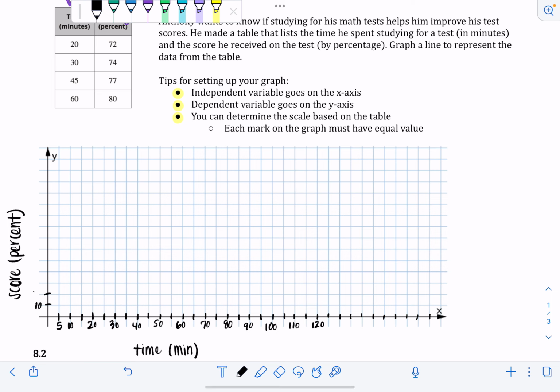So I'm going to scale my y-axis by 10. So the x and the y-axis don't have to be scaled the same exact way. It's just that the individual tick marks on each axis need to be the same. So 10, 20, 30, 40, 50, 60, 70, 80, 90, 100. And then from there, we can go ahead and start plotting our points.